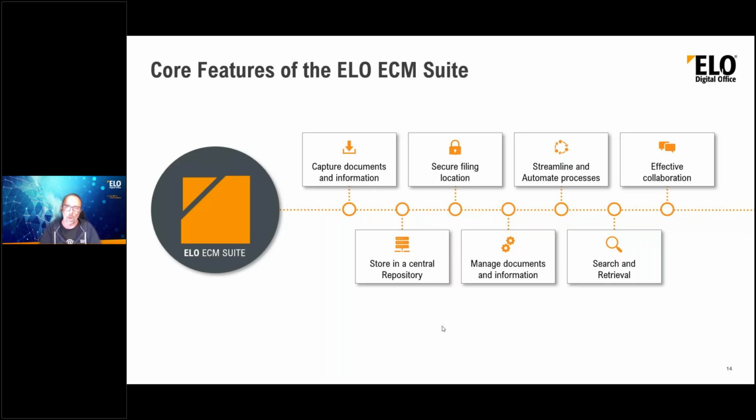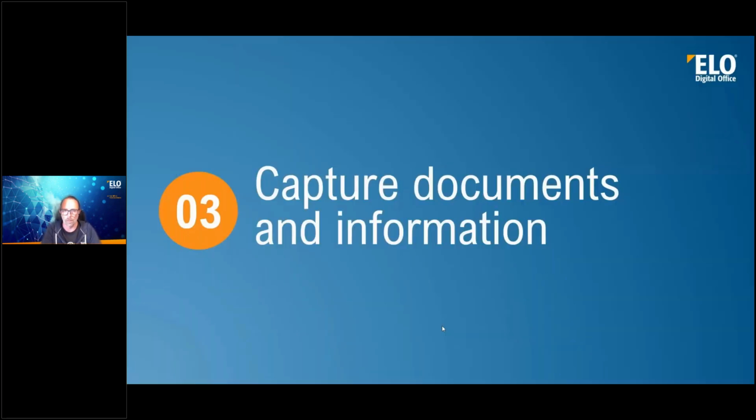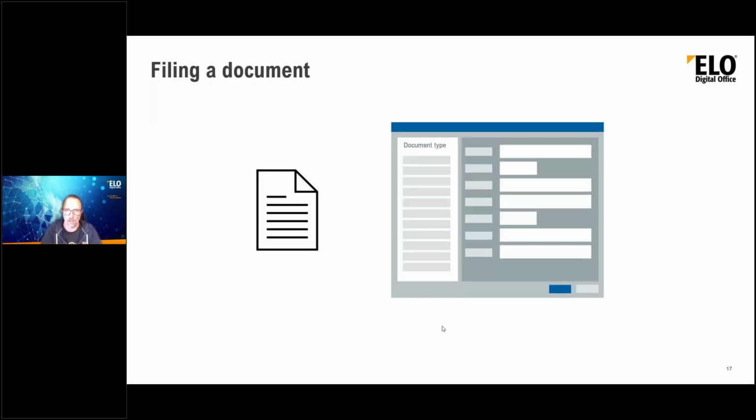But how and where can AI help in combination with the ELO ECM suite? First of all, AI can help with capturing documents and information. Because when you get a document, you have to categorize the document with the document type, and then you have to fill in some metadata information to describe the document a little bit more in detail.